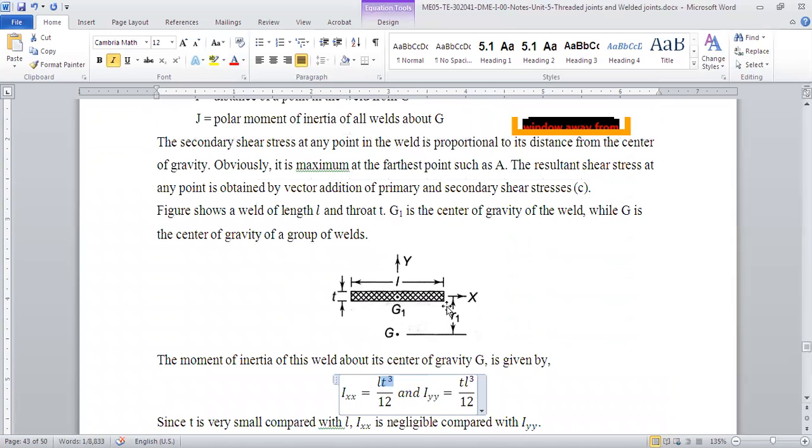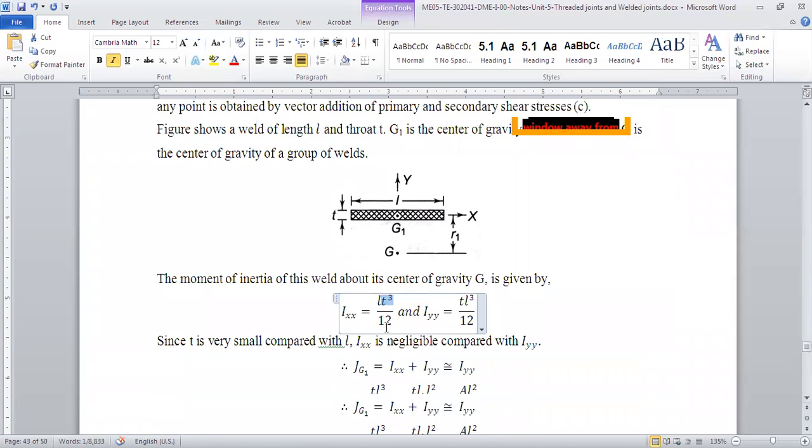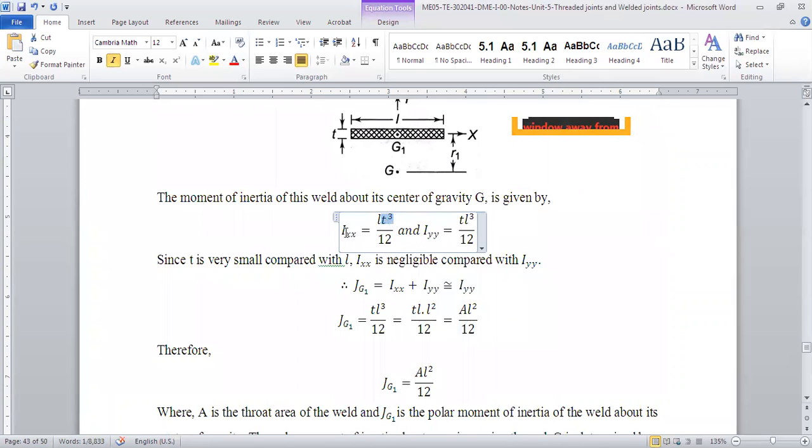Obviously, the length of the weld is generally very large compared to the thickness, right? So this Ixx will come down to a very small value because of the cube. It is basically L into T into T into T, so it will be small. But this is T into L into L into L, and L is large. So Iyy will be very large compared to Ixx. So for our calculation, we'll take Iyy, right?